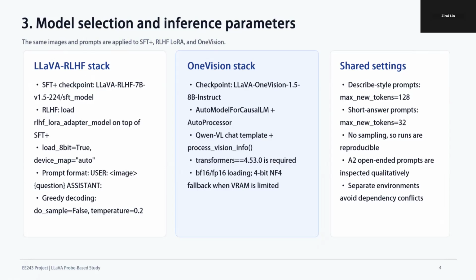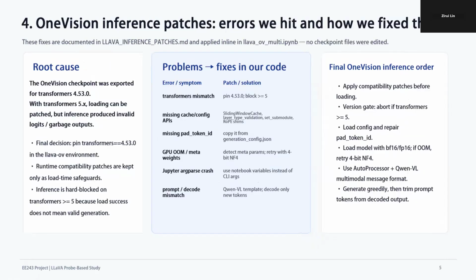In this project, we hit OneVision inference errors, and this is how we fixed them. The root cause is that the OneVision checkpoint was exported for Transformers 4.53. With Transformers version 5, loading can sometimes be patched, but inference can produce invalid logits and garbage outputs. Therefore, our final decision is to pin Transformers to 4.53 in the LLaVA-OV environment and hard block inference when Transformers is version 5 or higher.